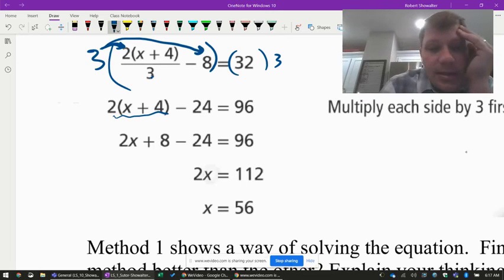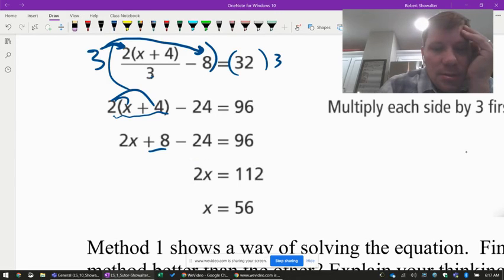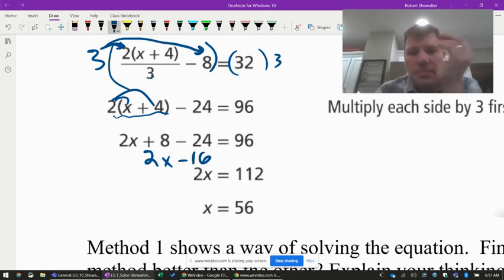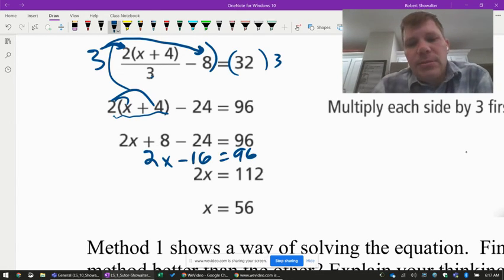After that, it's like a problem we've done before. Distribute by 2, 2x plus 8, combine like terms. Looks like there's a step skipped here. Then I would add a 2x minus 16 equals 96, and then I would add 16 to get this divided by 2.